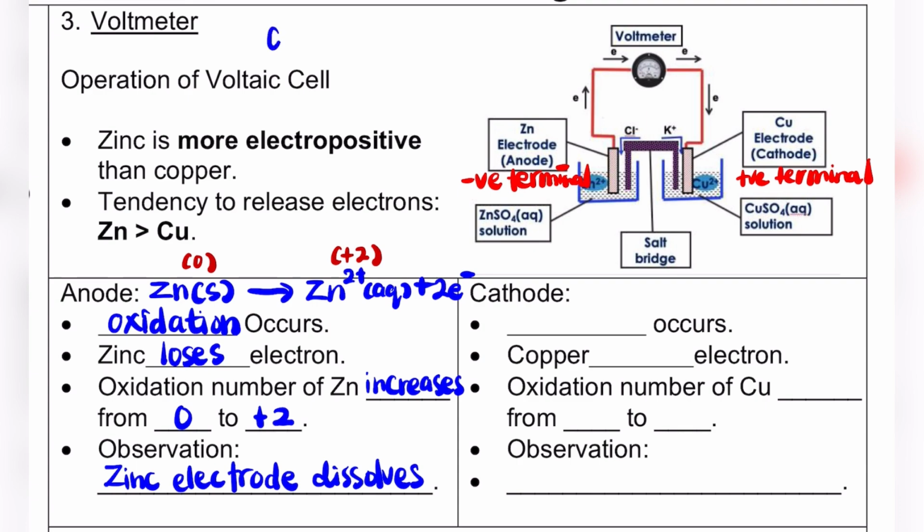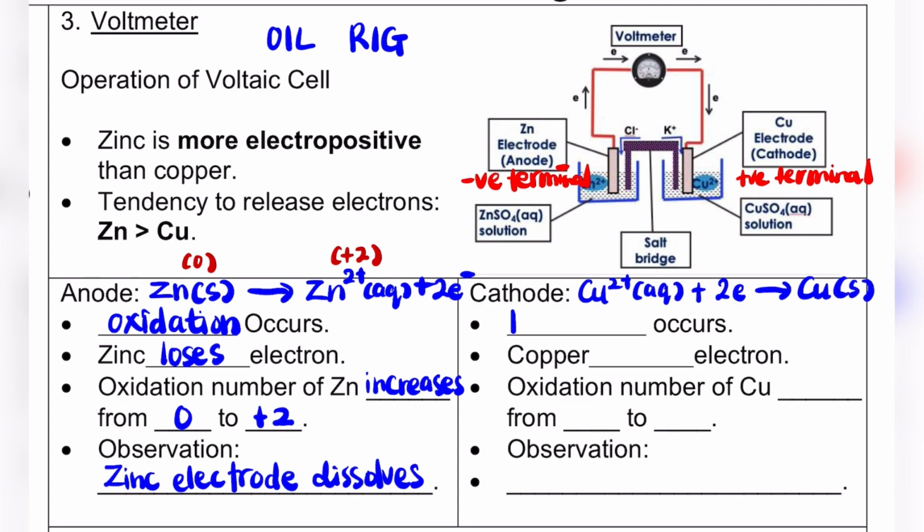Ini adalah akronim yang kita pakai. Okay, reduction is gaining. Jadi bila gaining, kita akan mulakan dengan charge dahulu. Jadi charge kita adalah Cu2+ aqueous. Reduction is gaining 2 electrons, and then you will produce copper solid.